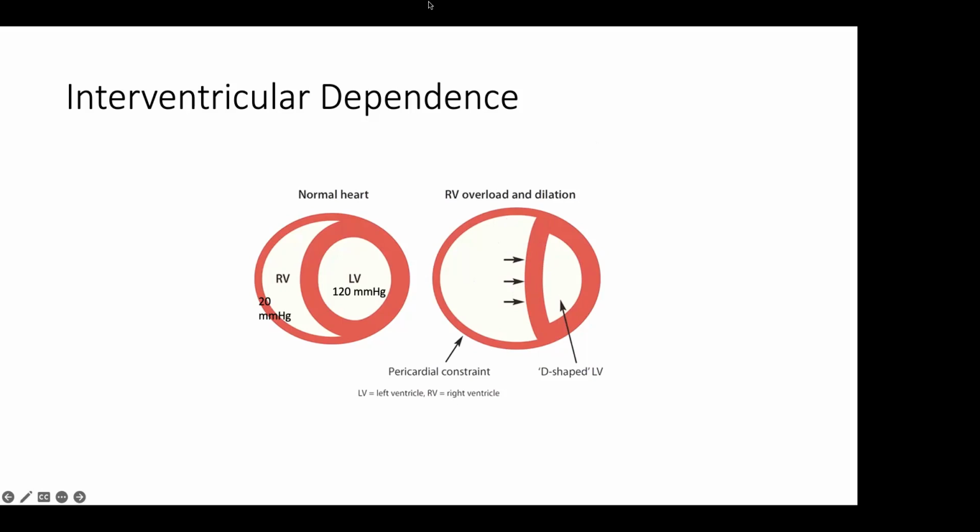Any questions so far? Okay, now that we understand the normal anatomy of the right ventricle and what happens when there is a deranged physiology of the right ventricle, let's move on to the next question.